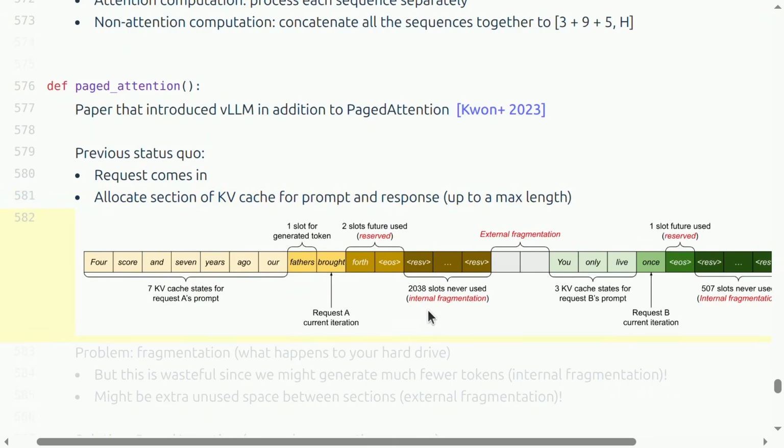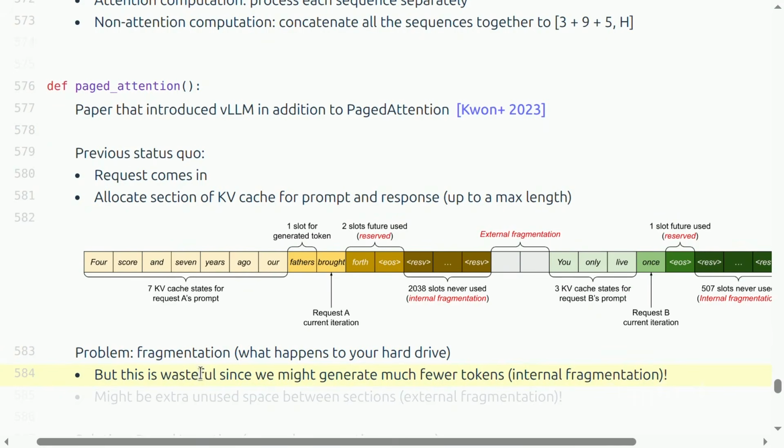If you think about requests coming in, you have to put them in memory somewhere. And in general, there's this problem that you get fragmentation. This is what used to happen to your hard drive, and you had to defrag your hard drive back in the day.